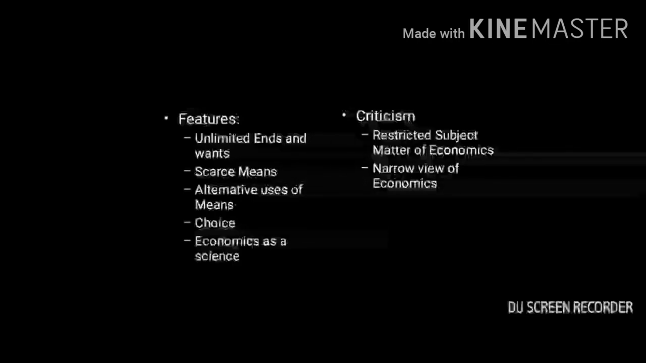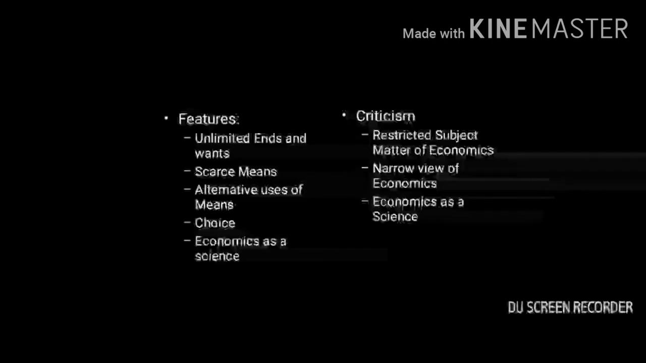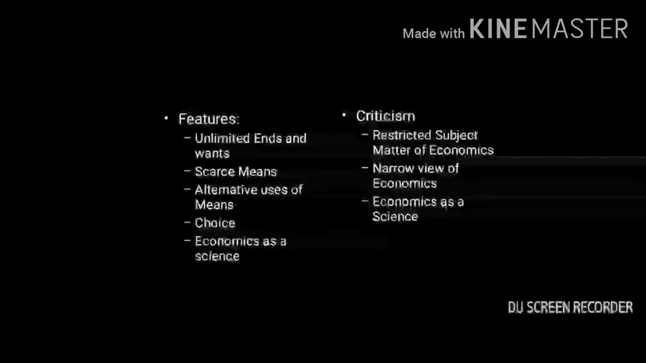Now, Robbins made economics neutral between ends. But economists cannot remain neutral between ends. They must prescribe policies and make value judgments as to what is good for the society and what is bad. So, economics should pronounce both positive and normative statements rather than focusing on the limited aspect of scarcity.